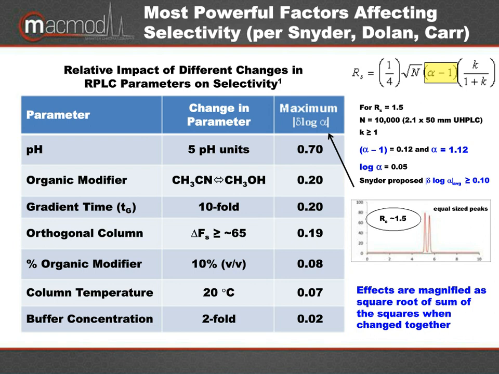So that gives you a mental calibration of how impactful these various factors are. What's interesting also is that if you change more than one at a time, the delta log alpha value in the third column of the table is the square root of the sum of the squares. So if you take, for example, organic modifier and gradient time and change those simultaneously, the delta log alpha value becomes the square root of 0.2 squared plus 0.2 squared. So it magnifies the impact when you change more than one factor at a time.